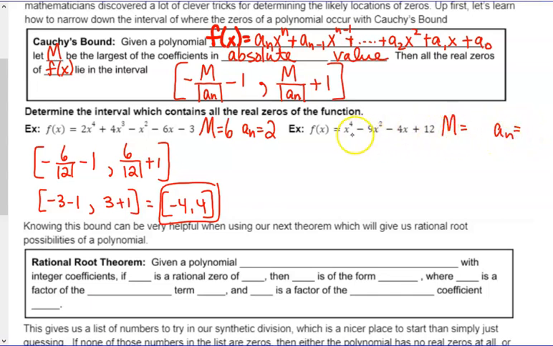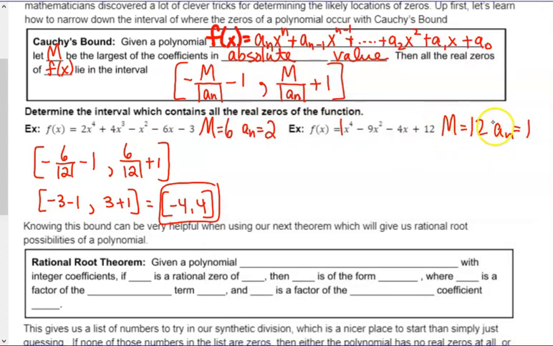So, again, I'm looking along for these numbers in front of x, and don't forget the constant could be 1. That is one of the coefficients, and in this case, 12 is the biggest number. Therefore, 12 is going to be the m. And the leading coefficient, the highest power, is an invisible 1. So I'm going to put a 1 there.